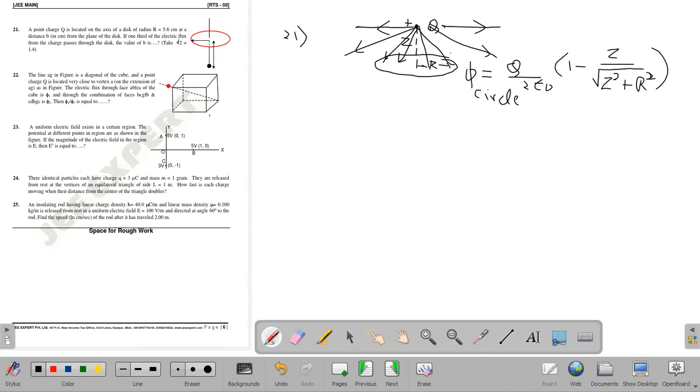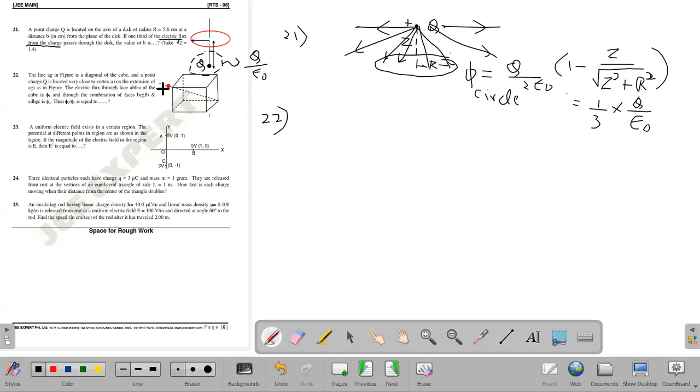And electric flux from the charge, total flux from this charge. If this is a Q charge, then the total flux coming out of this charge will be, according to Gauss law, Q by epsilon 0. Total flux which is emitted by the charge is Q by epsilon 0, and out of that total flux, the flux which is going through the circle is this one. And in our question, it is given that the flux going through the circle is 1/3 of the total flux, which is Q by epsilon 0. And now you can calculate the value.